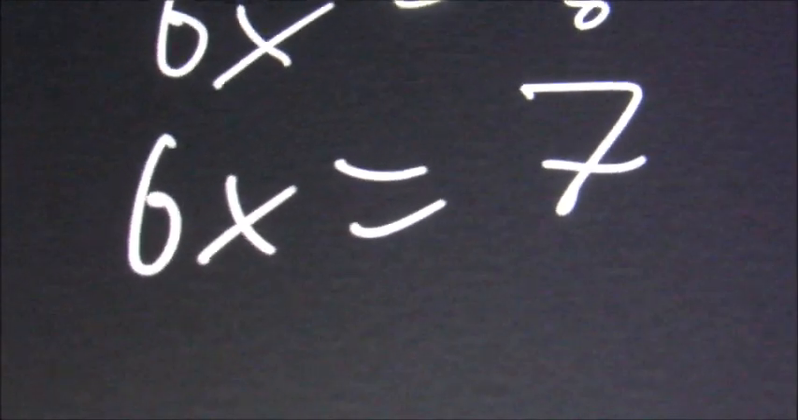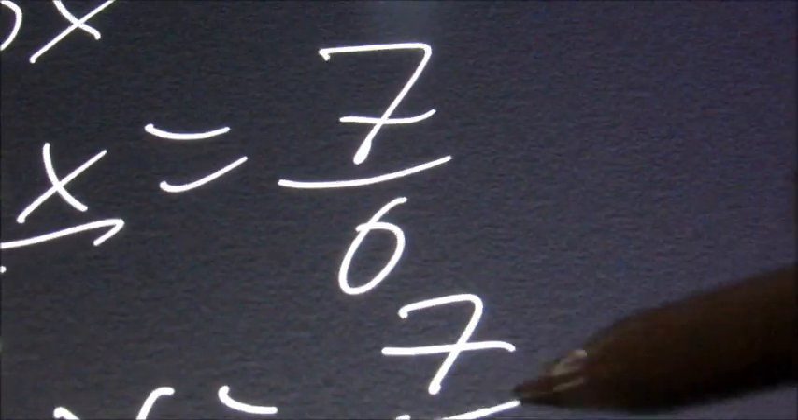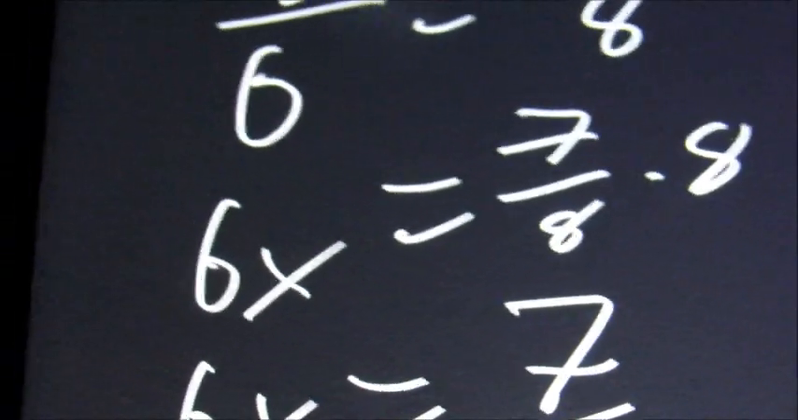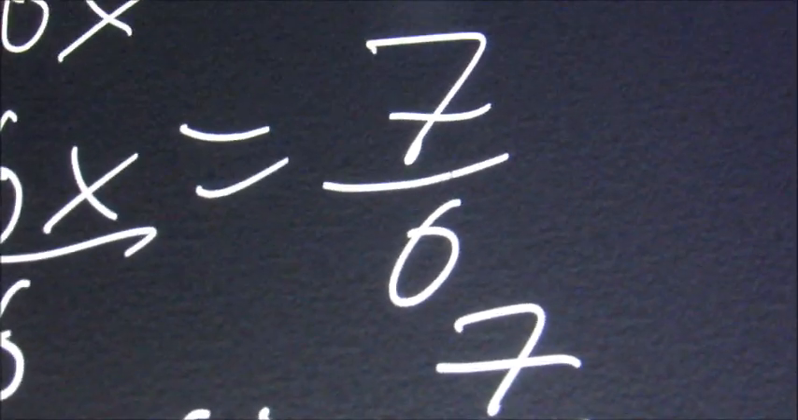6x equals 7. Divide both sides by 6, and we get x equals 7 over 6. So you could get a fraction for your answer. Okay, so then the next types of questions that you'll have are some word problems.